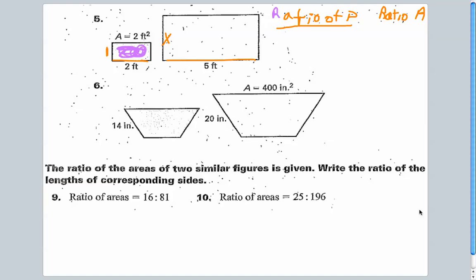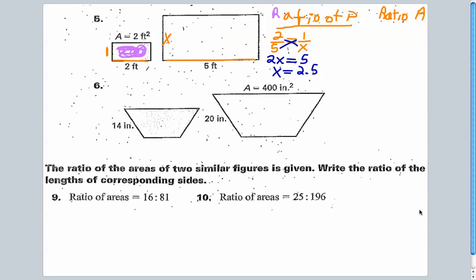To do that, I'm going to set up a proportion to solve. 2 is to 5 as 1 is to X. We're going shaded to unshaded. To solve this, we cross multiply, which we should be pretty good at by now. 2 times X equals 1 times 5, so 2X equals 5. Divide by 2, and you get X equals 2.5. So X is 2.5.